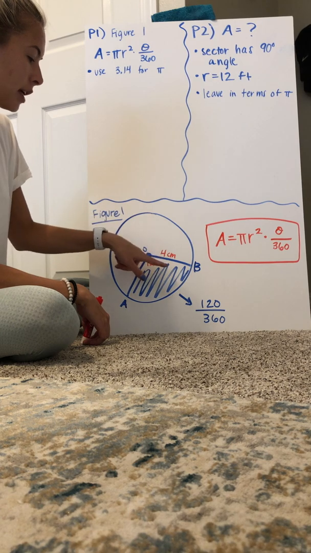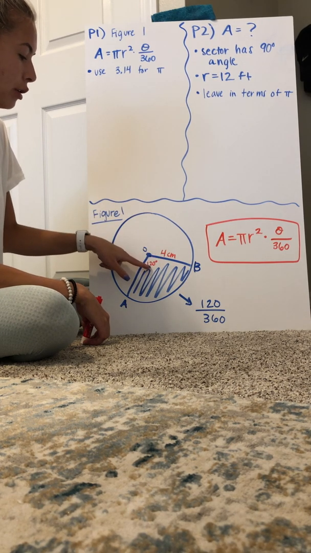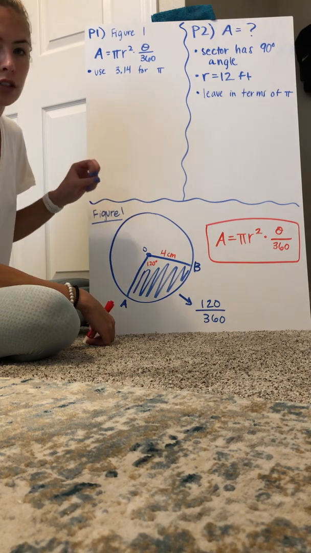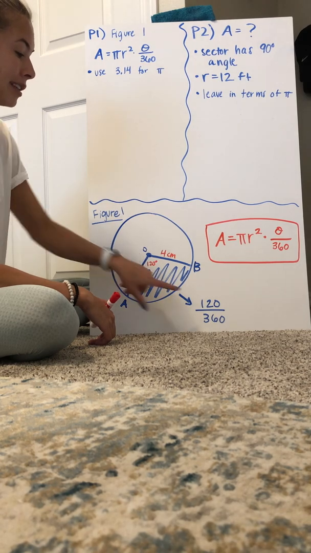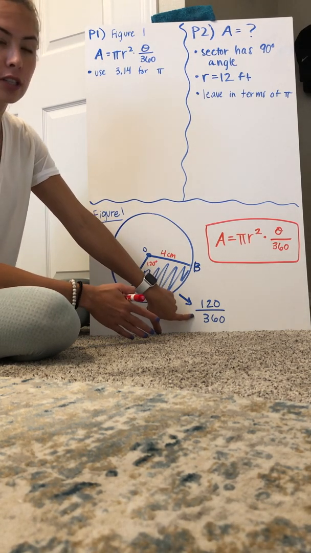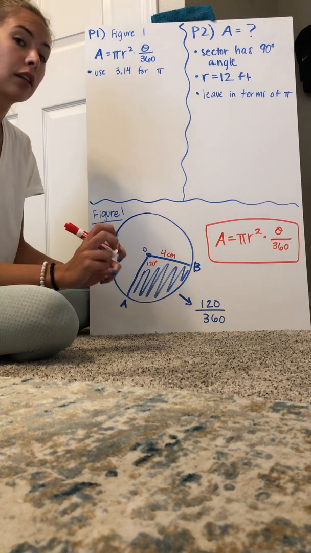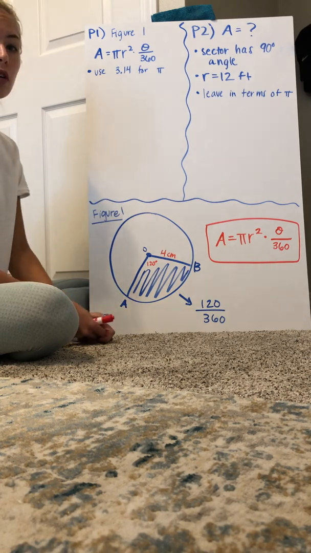Now the radius is 4 centimeters and the angle of this sector is 120 degrees. And a full circle has 360 degrees, right? So this sector is 120 of 360 degrees. That's the proportion that it is of the circle.